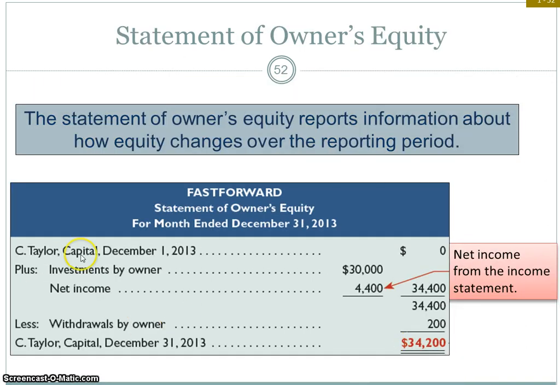Statement of owner's equity. In this case, it's very simple. There's one owner, and then you add that net income for that period of time, and maybe he took out some withdrawals. In this case, it was only $200. But notice it'll also define in the title section what the statement is and for what period.